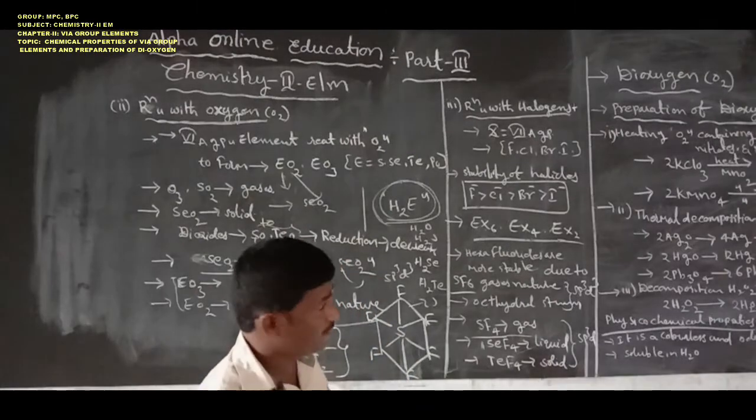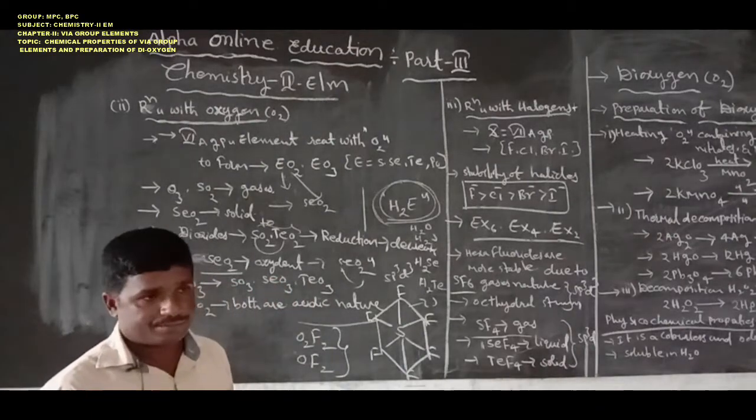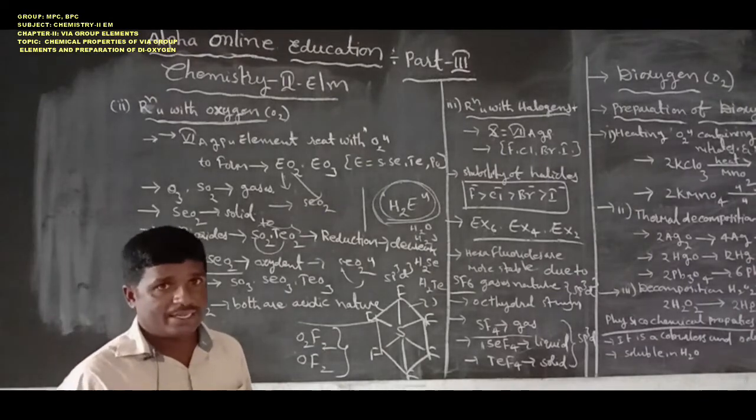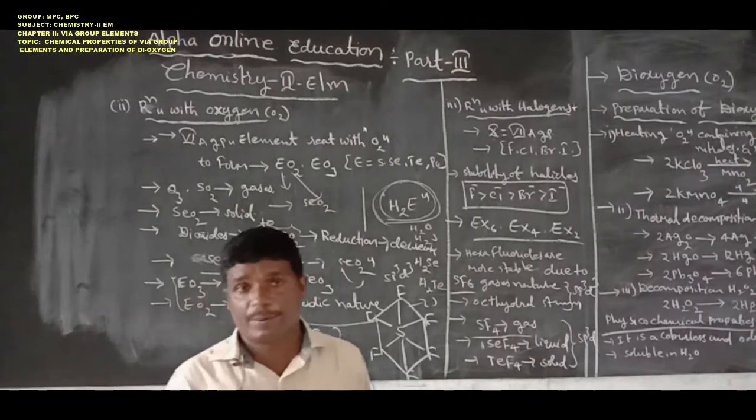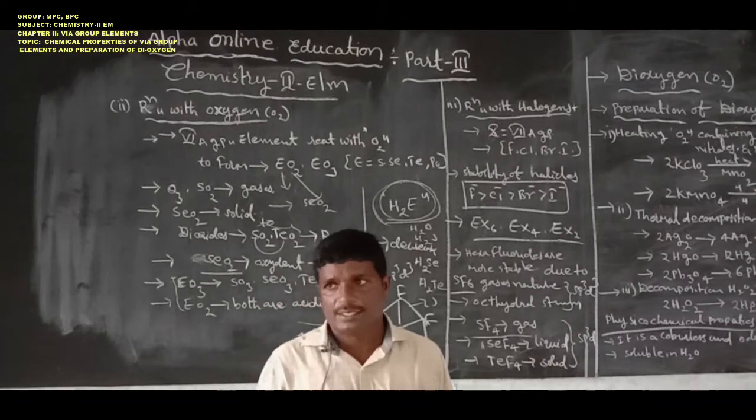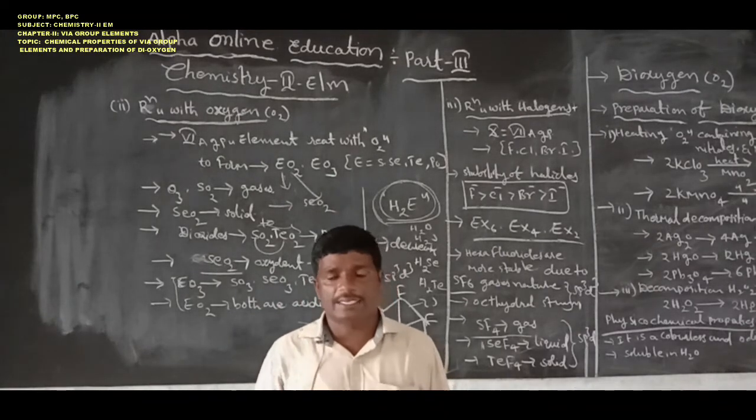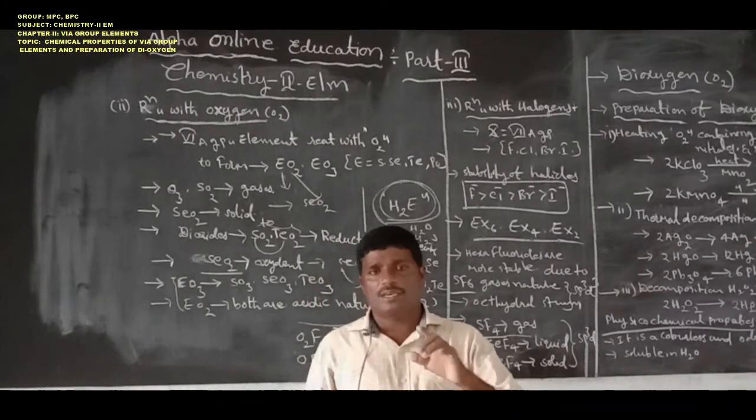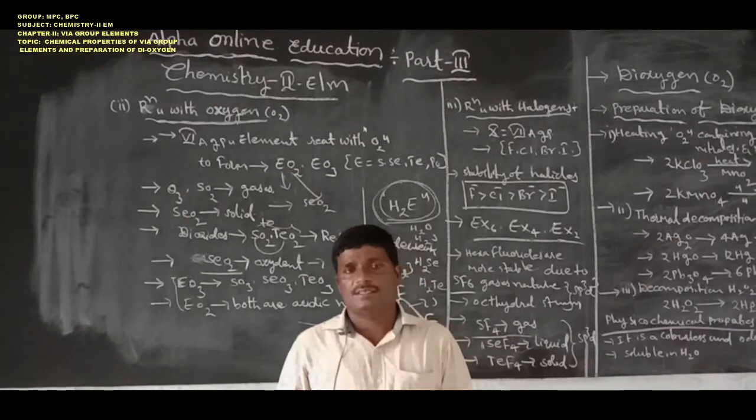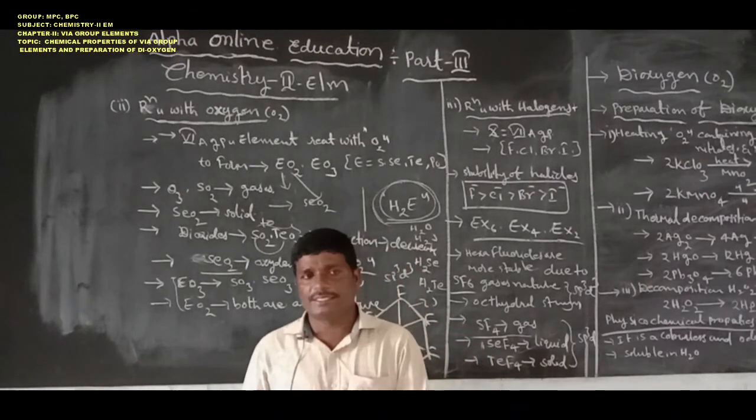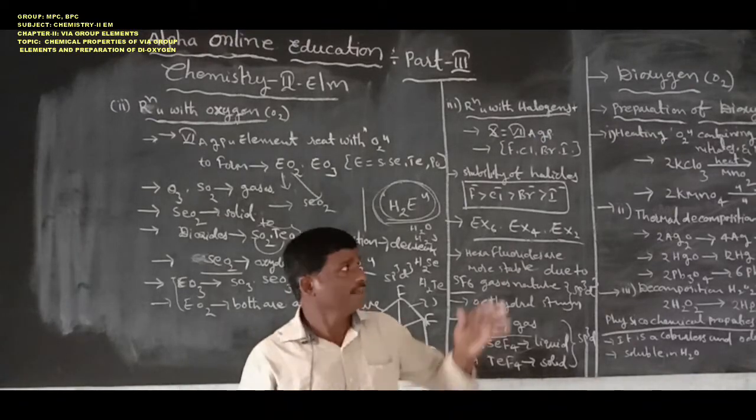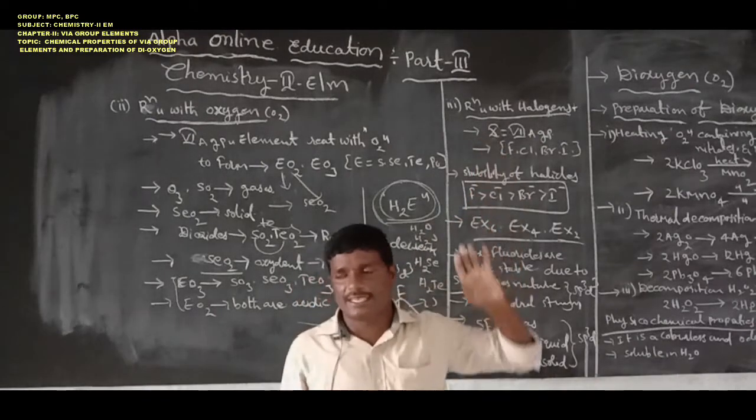Next is the chemical properties of the 6A group elements, and then the preparation of dioxygen. In the 6A group, the first element is oxygen. It has a low atomic size, high electronegativity and an absent d orbital, so it shows anomalous properties among the 6A group elements.